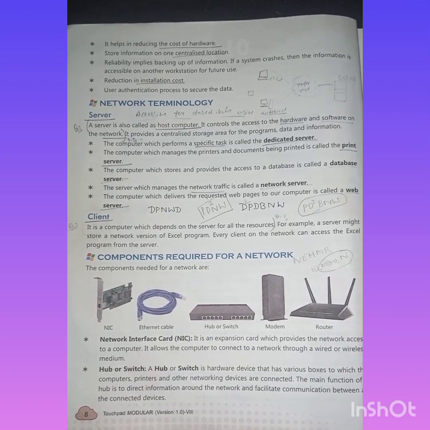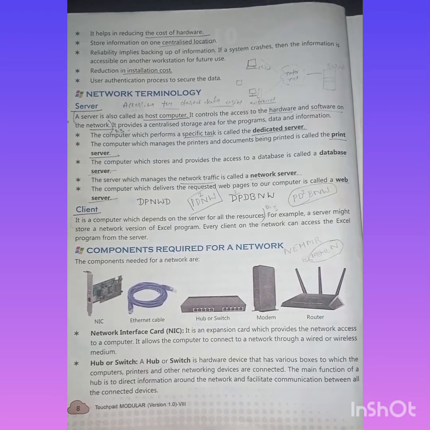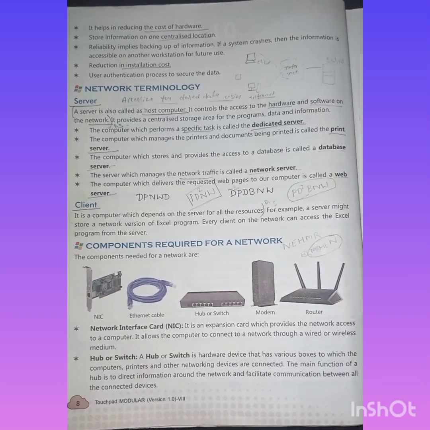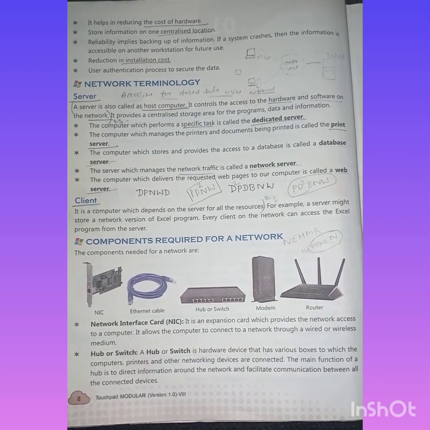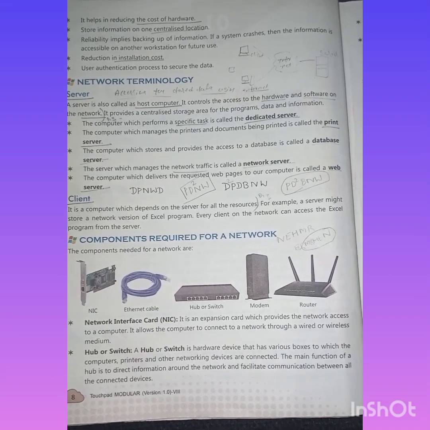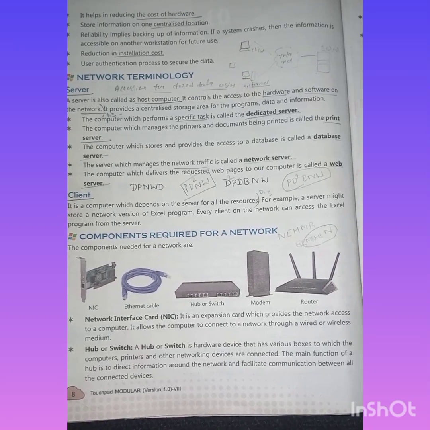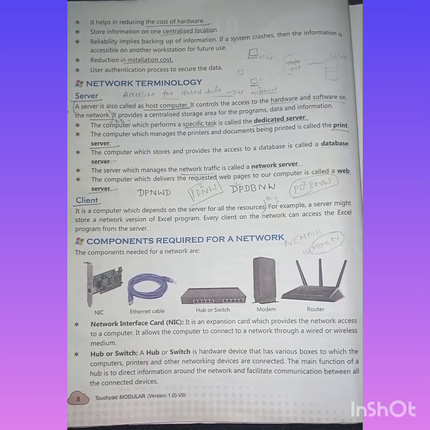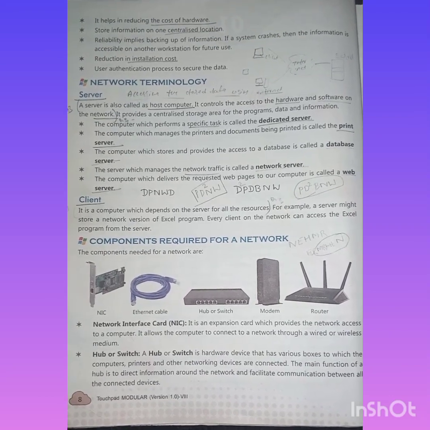In the previous class we learned about the computer network, the definition of computer network, types of input and output devices, examples of storage devices, and the basis on which a computer works, that is IPOS: input, processing, output, storage. We also learned the need and advantages of computer networks, and we started with network terminologies. Let us continue with the same network terminologies.